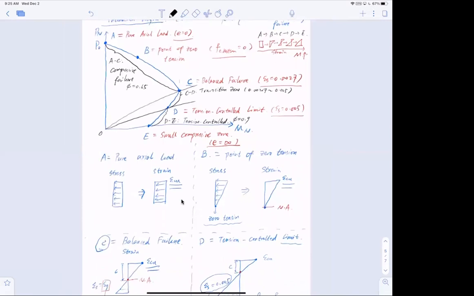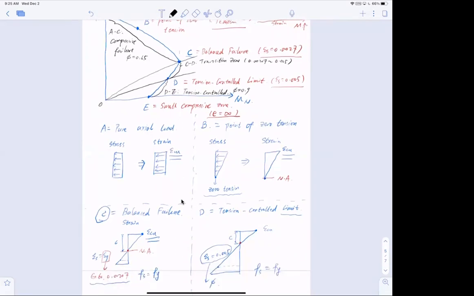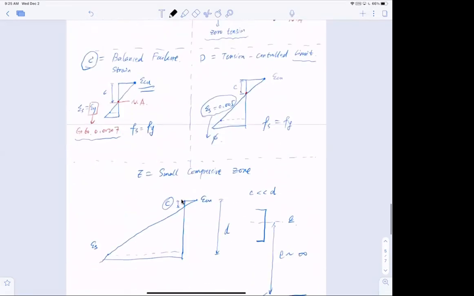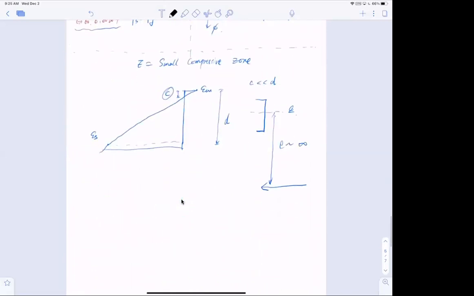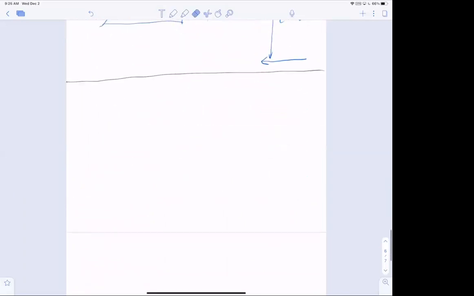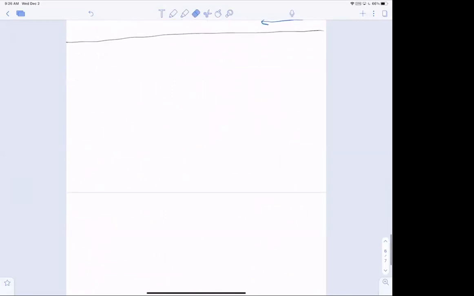Are we good on this? Okay. This is not too hard to comprehend, right? This is just a simple force and moment diagram. With this, I want you to take a look at an example. So now let's take a look at an example.